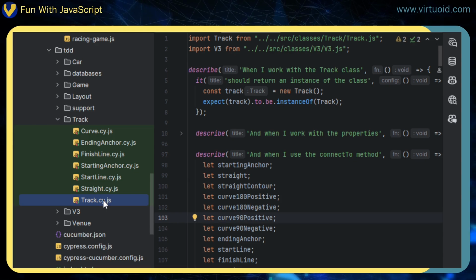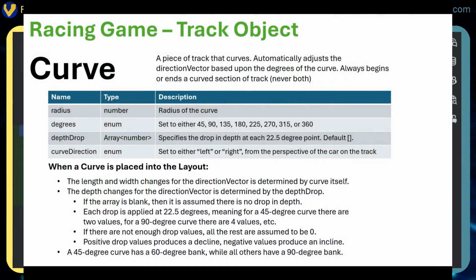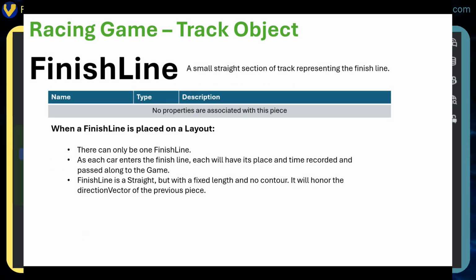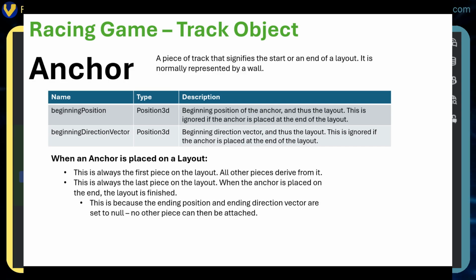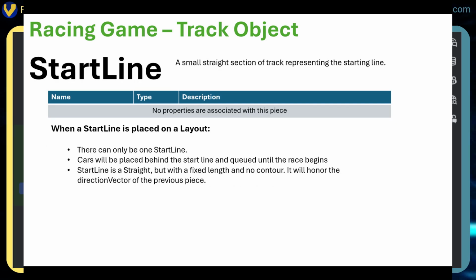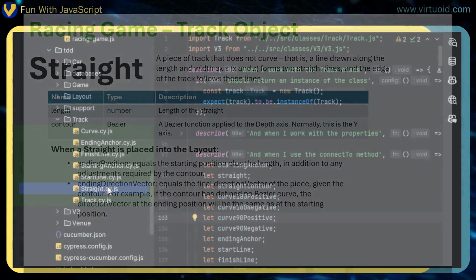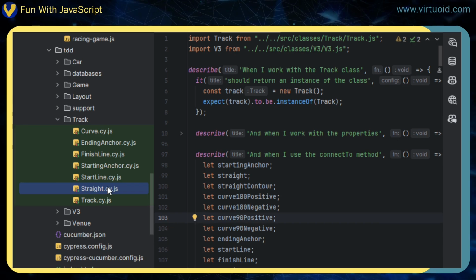Now, what do I mean by the pieces of track? If you recall from our presentation, that basically is the different sections that I want to connect together. And that would be, for instance, the curve, the ending anchor, the finish line, the starting anchor, the starting line, and finally the straight. And each one of these will represent different graphical images to represent, of course, a straight, a starting line, an anchor, and all that kind of fun stuff. And I have unit tests for each one of them.